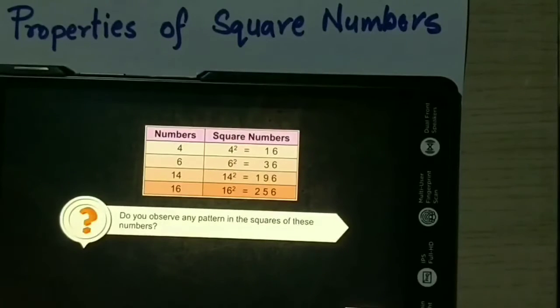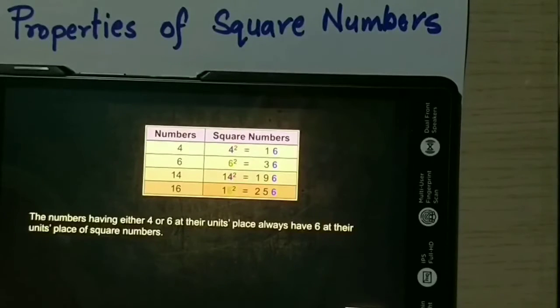Furthermore, if a number's end digit is 4 or 6, what do you observe with the square numbers of these numbers? Do you observe any pattern in the squares of these numbers? See, the numbers having either 4 or 6 at their units place always have 6 at the units place of their square numbers. Check some other numbers.